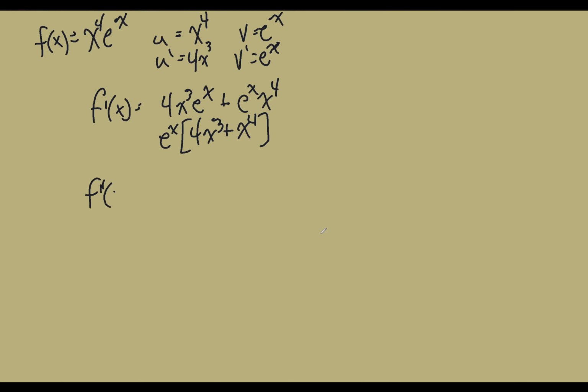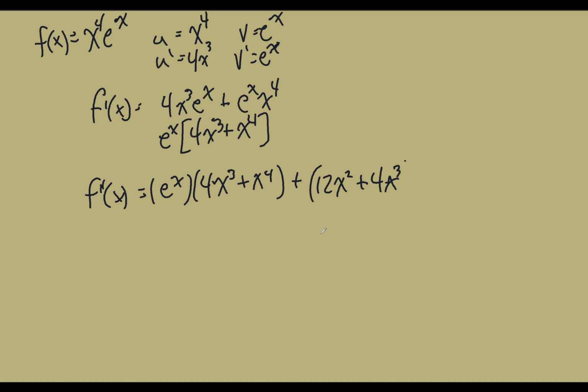F double prime of x is u prime. So here's u prime being e to the x, right? U prime v, just the original term, plus v prime, which is going to be 12x squared, power rule, plus 4x cubed, power rule, and u, which is just e to the x. So again, we're able to take e to the x out, and what do you get?